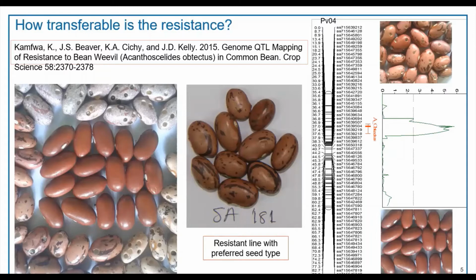And indeed, we did demonstrate that that resistance could be transferred from that particular market class into various market classes. What I'm showing you here is one of the lines that we developed out of that cross we made between the resistant line and the susceptible line, which is SA181. It has resistance to this Bruchid, demonstrating that indeed we can scale up this work into other market classes.